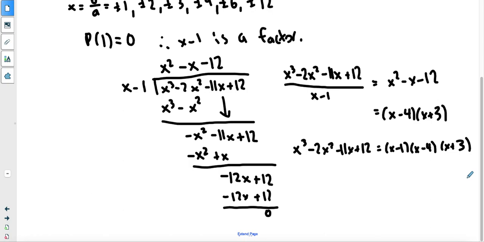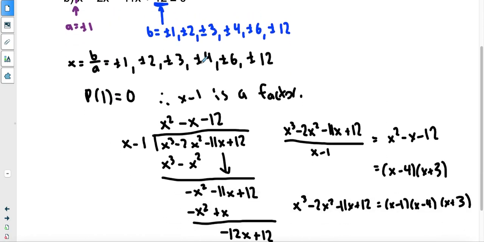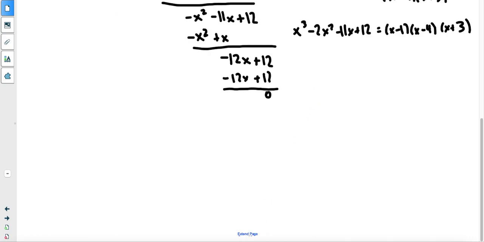And now we can either graph this polynomial or use a sign line to see, in this case, where my polynomial is less than or equal to 0. For me, I usually find it easier to graph the polynomial out. So let's graph this quickly.